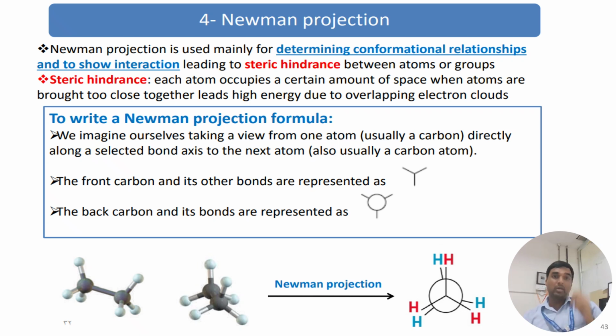The Newman projection formula is also useful for conformational relationships and to show the interactions, and it shows what kind of steric hindrance is possible. So what is the way to write the Newman projection formula? Here one rear carbon will be there and one front carbon will be there. The rear carbon is drawn as a circle with three different groups, whereas the front carbon is drawn in a Y-shaped geometry. So you can see here ethane, and the molecule is in the fully eclipsed conformation.